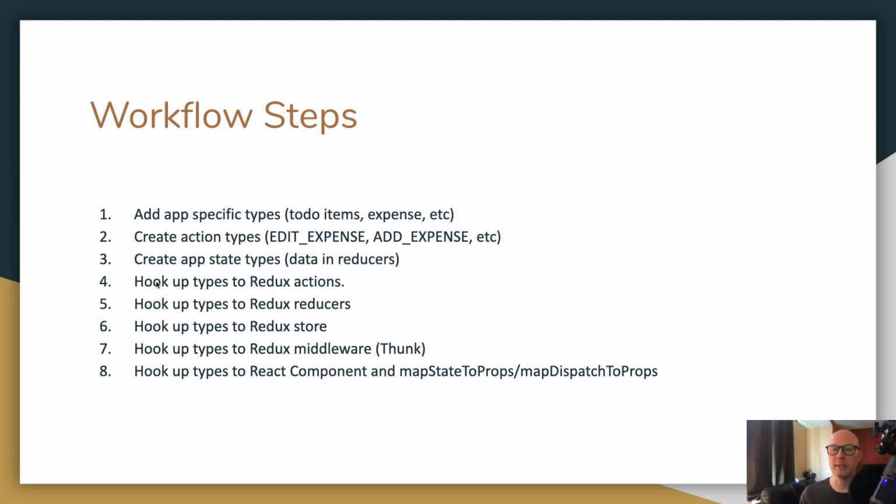The rest of the steps are just hooking up the types to Redux. So hooking up the types to Redux actions, hooking up the types to Redux reducers, and the store, and any sort of middleware, which we're going to use Thunk for this tutorial. And the last step is to hook up the types to your React component integration using the MapState to props and MapDispatch to props methods. And that's really it for actually hooking it up.